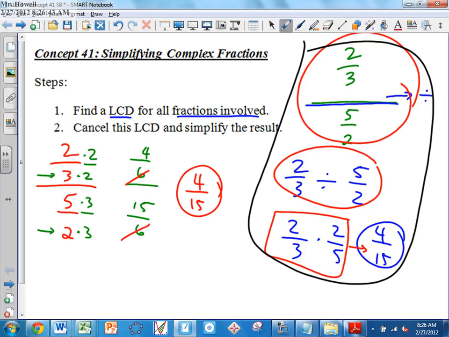So we understand we get the same answer here? Are we clear on that? Both 4 over 15. Why can we cancel these? Because they're the denominators of both. Remember, when the denominators of both are the same, you can cancel them.